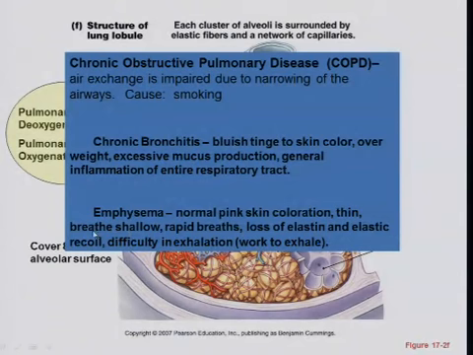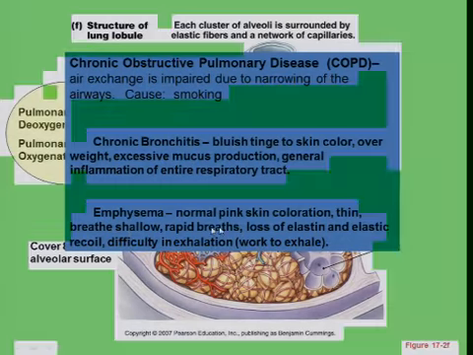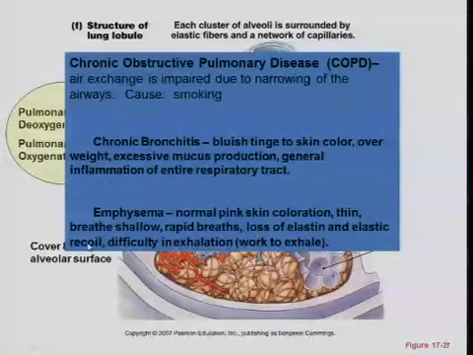And so you basically get shallow breaths, rapid breaths, loss of elastin and elastic recoil, difficulty in exhalation, and therefore an increase in the work of breathing. So keep these in mind, but in the case of emphysema, when we're talking about COPD, it's not as much the loss of elastin that creates the COPD, it's more so the airway occlusion, because with emphysema, you also get a lot of mucus accumulation in the airways, etc. So that's where we get the narrowing of the airways, along with the other aspects associated with emphysema.